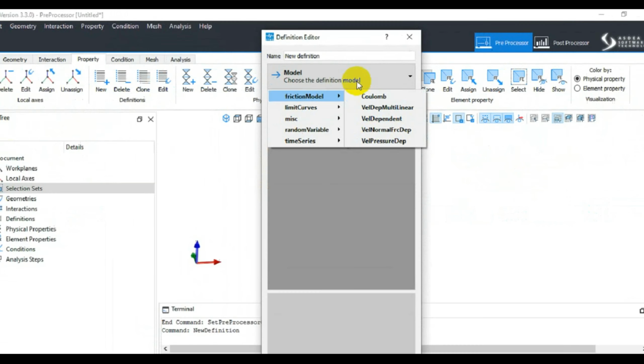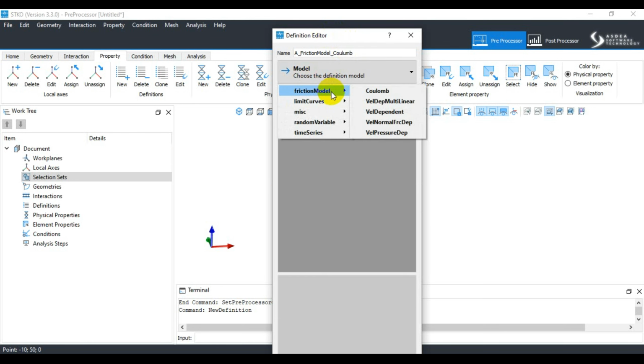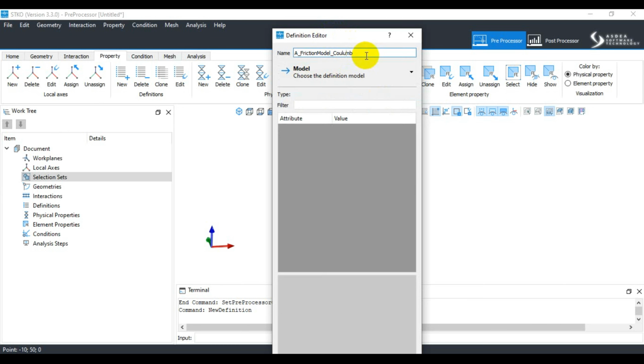So let's call it friction model Coulomb, and let's call it a friction column. Friction model Coulomb. Sorry about the grammatical mistakes.